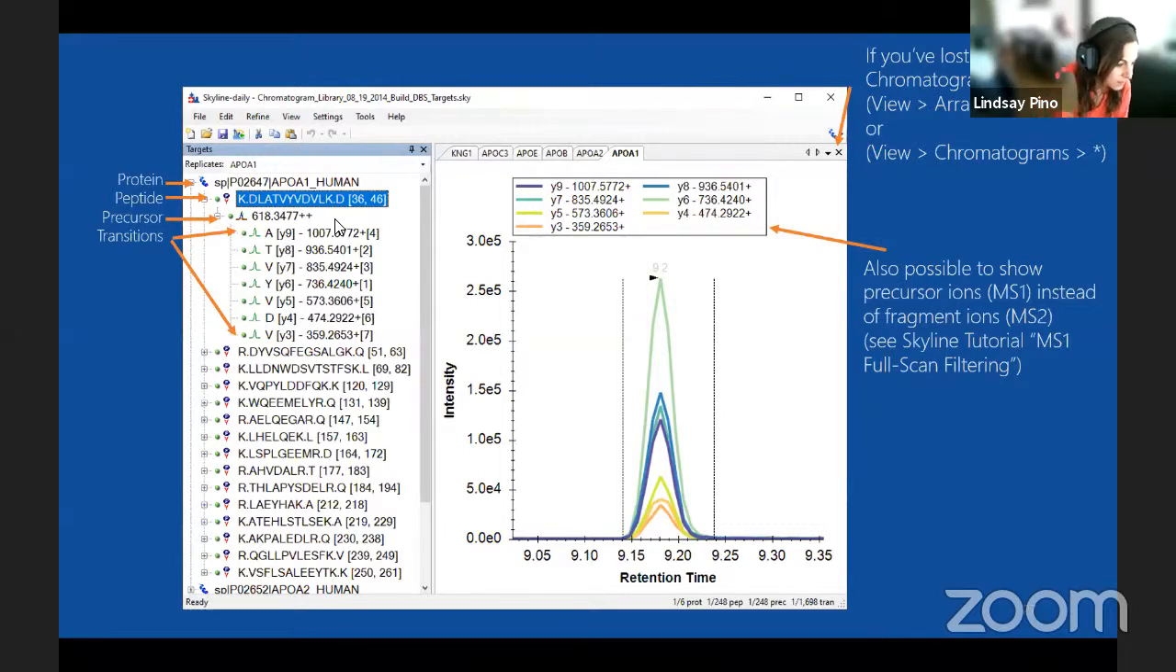Another question. Oh, they're really coming in now. Are you describing the chromatograms from the DIA experiment? I am not describing chromatograms from DIA. Here, we're just focusing on basics of targeted.